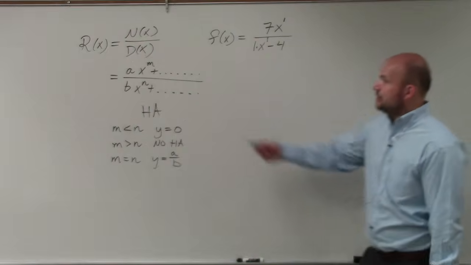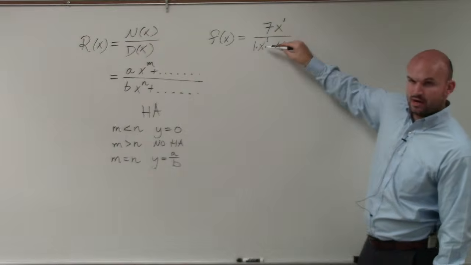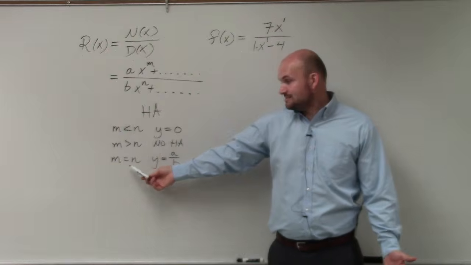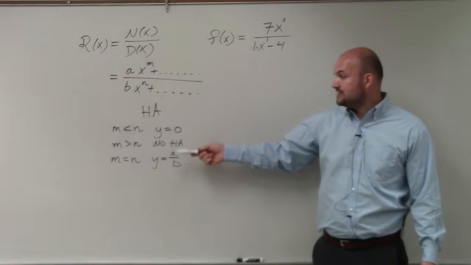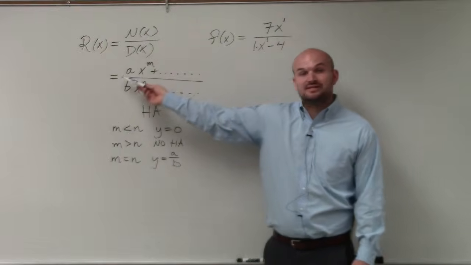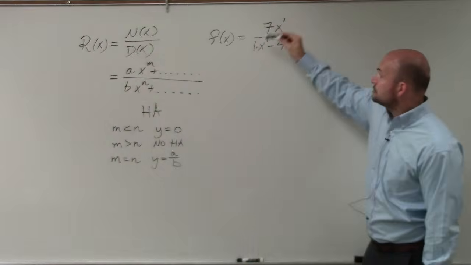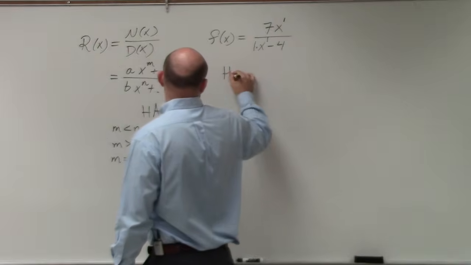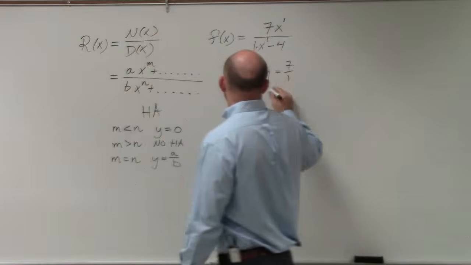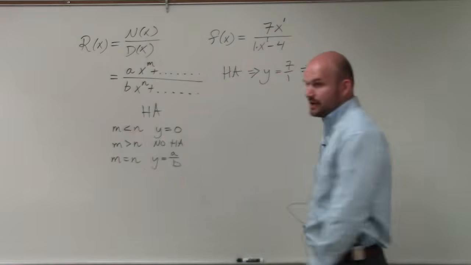So we look at this. We know that m and n represent our degrees. Our two degrees are 1 and 1. Well, those degrees are exactly the same. So the horizontal asymptote is going to be the quotient of your leading coefficients, which are a and b. Well, a represents the leading coefficient of the numerator. b represents the leading coefficient of the denominator. So therefore, you can see that my horizontal asymptote in this case is y equals 7 over 1, which is y equals 7.